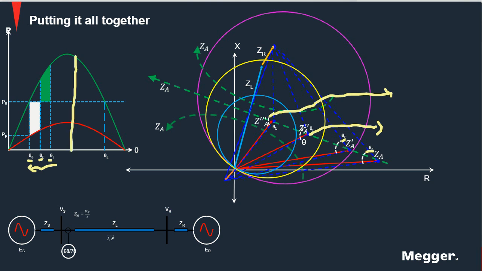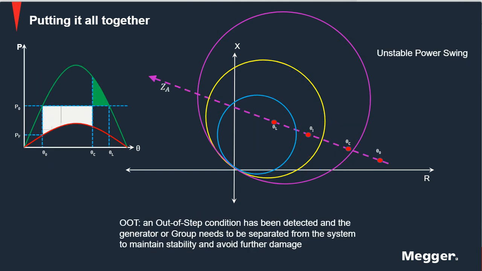Actually, there is a number that's mentioned in the NERC document that says that if the angle between the sources goes beyond 120 degrees, the system is unlikely to recover. And this is what we use when we are talking about unstable power swings. If the angle goes beyond a certain point, then we declare this an unstable power swing.